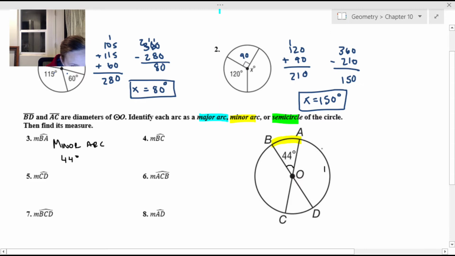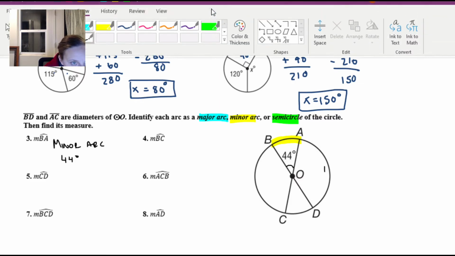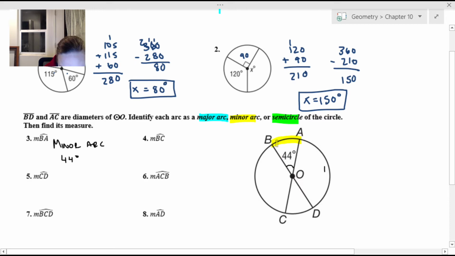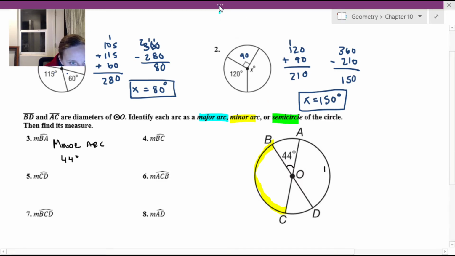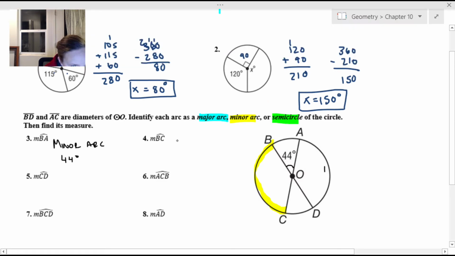Okay, BC, the major arc, or sorry, it's not a major arc. Let's look. BC goes from B to C. So we're not talking about this part anymore. So BC is a minor arc. And these two angles, this 44 and this one, should add up to 180. So I'm going to take 180 and subtract 44, and I get 136. So 136 degrees is the minor arc.